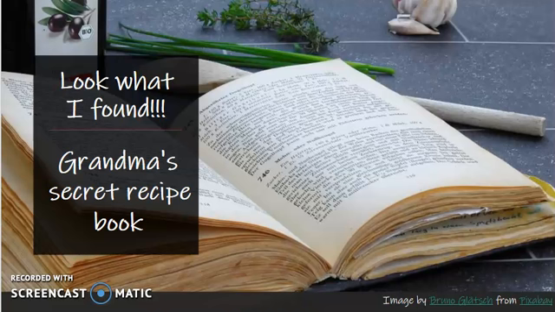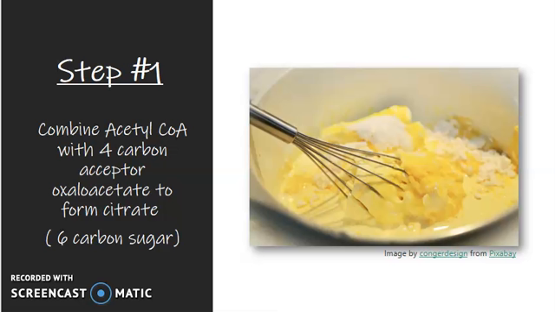Look what I found. In my grandma's attic, I came across her secret recipe book. Shh, don't tell anyone. I'm going to share this process with you. To begin with, we need to add energy into the system.